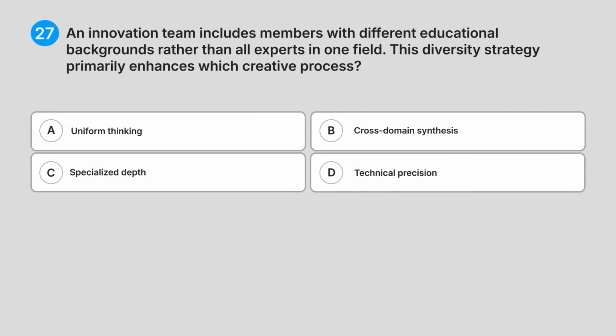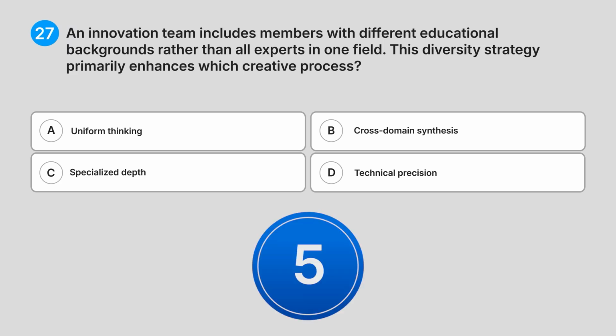27. An innovation team includes members with different educational backgrounds rather than all experts in one field. This diversity strategy primarily enhances which creative process? A. Uniform thinking. B. Cross-domain synthesis. C. Specialized depth. D. Technical precision. Do you know the answer?